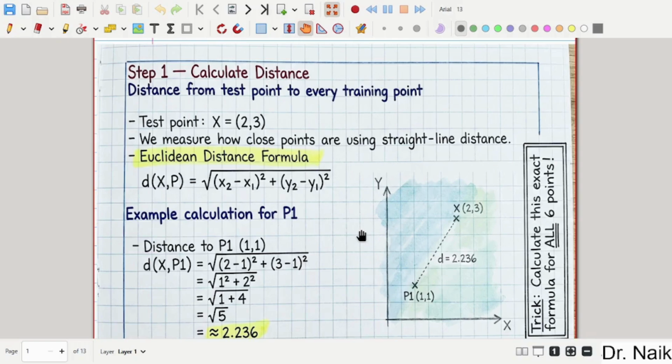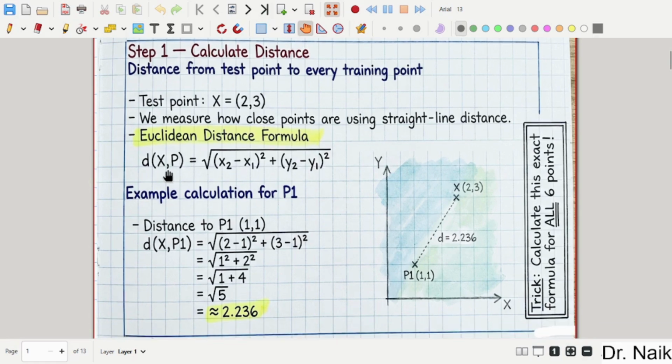So we measure how close points are using the straight line distance, that is the Euclidean distance formula, and the formula is d of x, p, where x means test point and p is a training point, is equal to square root of (x2 minus x1) square plus (y2 minus y1) square. So let us calculate the distance between the test point x and the point p1. Let us see, the point p1 is (1, 1).